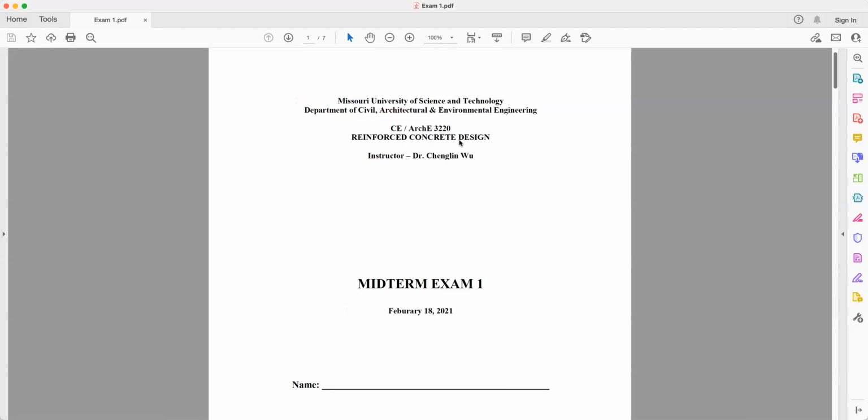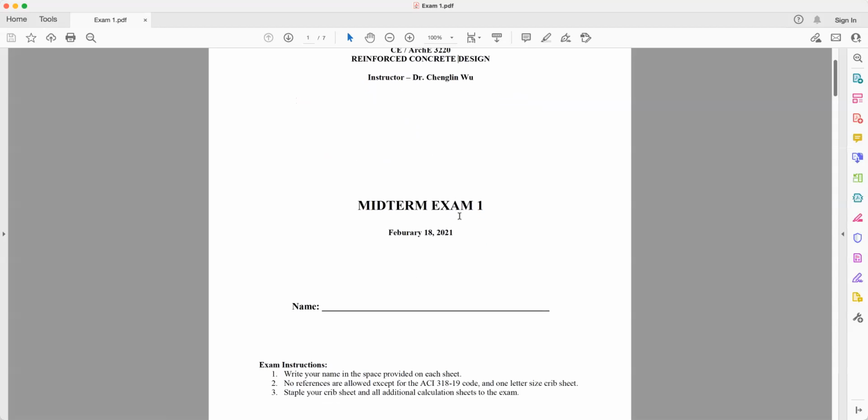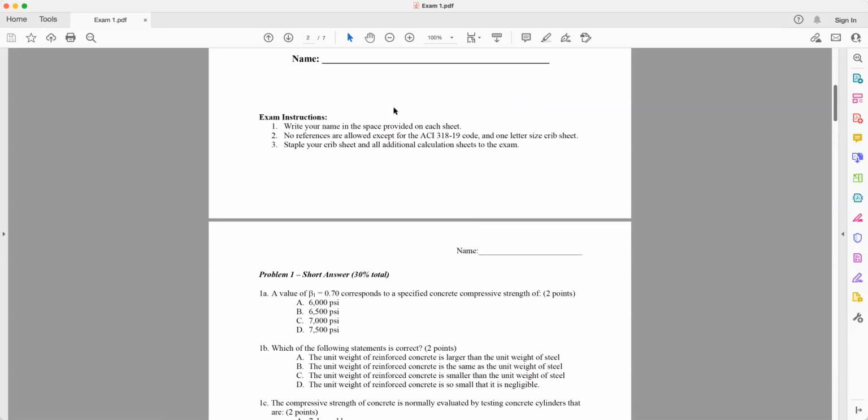All right, wonderful. As I said, unfortunately, today is more like one-way output, information explosion, I understand, but I just want you to have a sneak peek of what you will be challenged by, right? So this is the first exam I made, February 2021. For the exam, write your name on the space provided on each sheet, and you can use a letter size crib sheet, front and back. You can bring the 318-19 code and a calculator, but that's it. When you're done with the exam, I need everything, including the white sheets you use for filling up the exam, stapled and submitted to me.